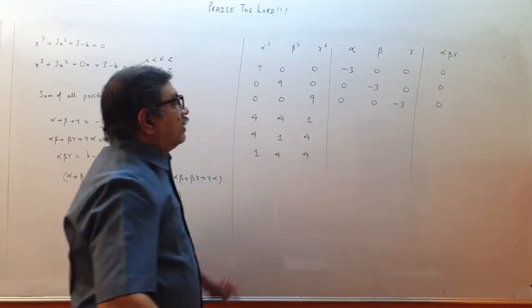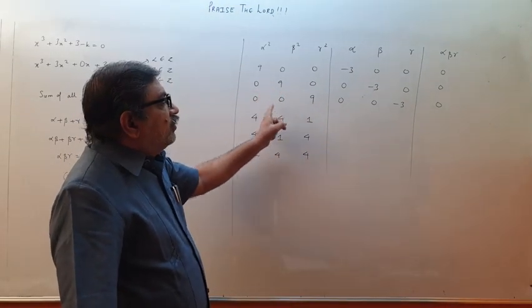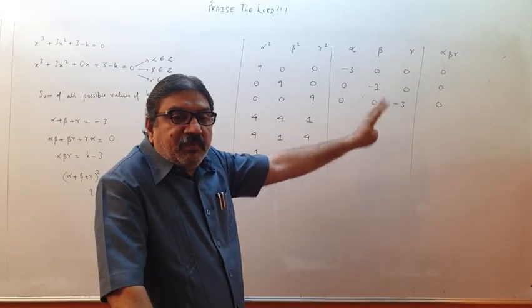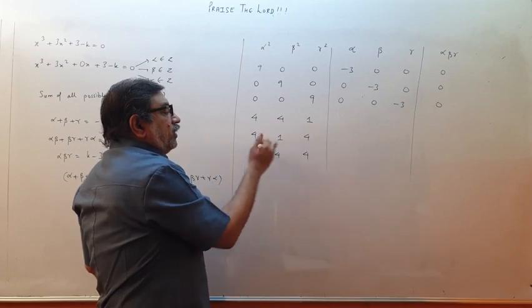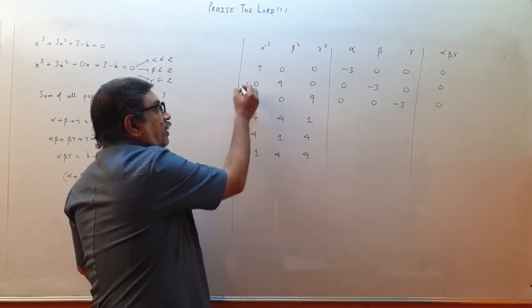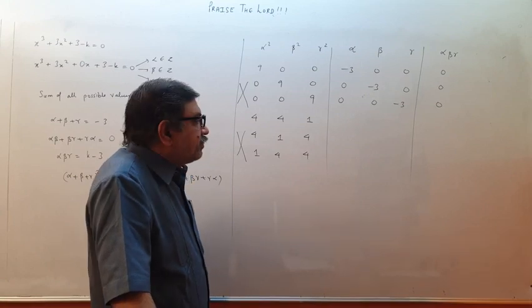So children, you understand, when I took 9, 0, 0, there was no need to take 0, 9, 0 or 0, 0, 9. It is one and the same thing. Alpha, beta, gamma I am taking, getting values same only. So once I have chosen 4, 4, 1, I may not choose these two options, because they will come out to be same under any case. Like this you have to think.